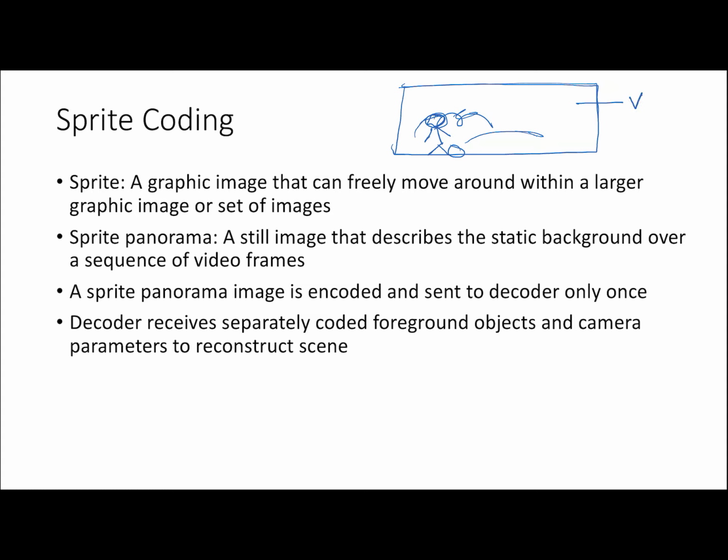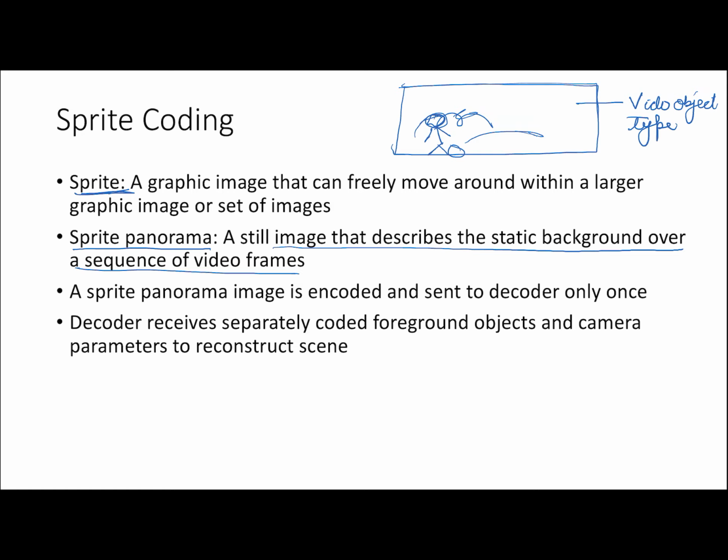and this creates a new video object type, which is called as sprite, which is nothing but a graphic image that can freely move around within a large graphic image or set of images. So to separate the foreground object from the background, we introduce the notion of sprite panorama, which is a still image that describes the static background over a sequence of video frames.